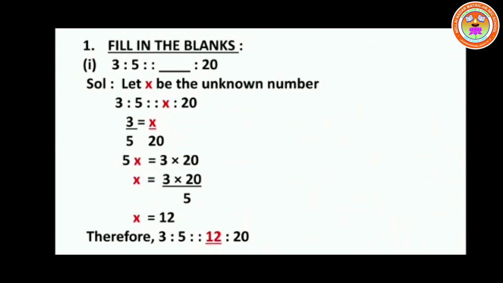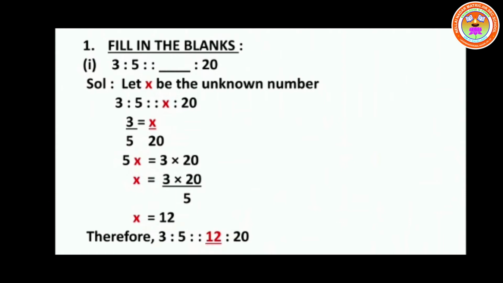Now already I told you what law you have to apply here: product of the extremes equals product of the means. The extremes present here are 3 and 20. Or else we can write 3 by 5 equal to x by 20. Now cross multiply: 5x equal to 3 into 20. Next step, x is equal to 3 into 20 by 5. Cancel by the 4 table: 5 4s are 20. So the numerator is 3 into 4, and 3 4s are 12. So the unknown number is 12. You got the x value as 12.